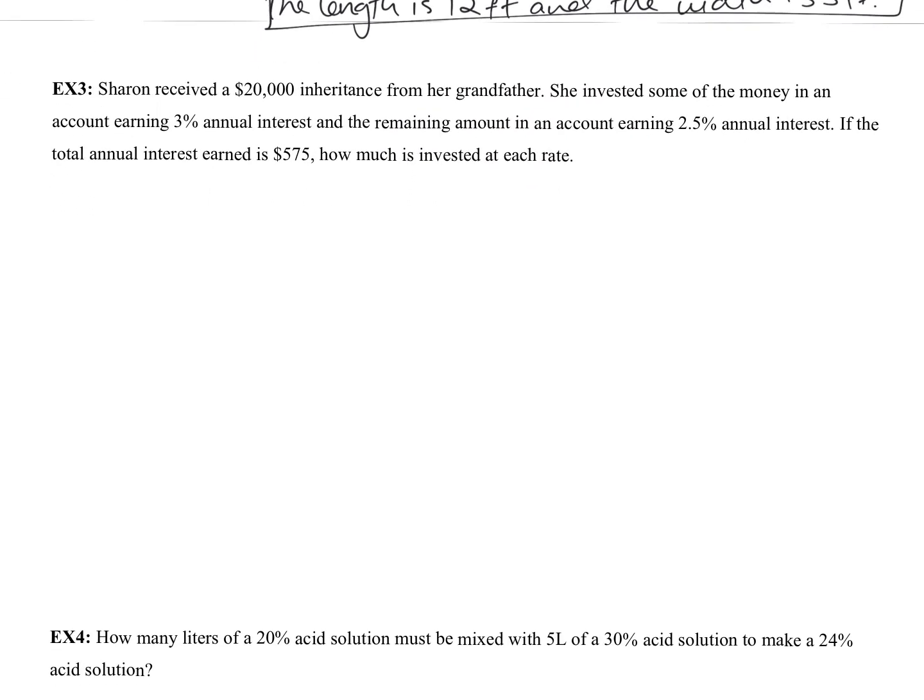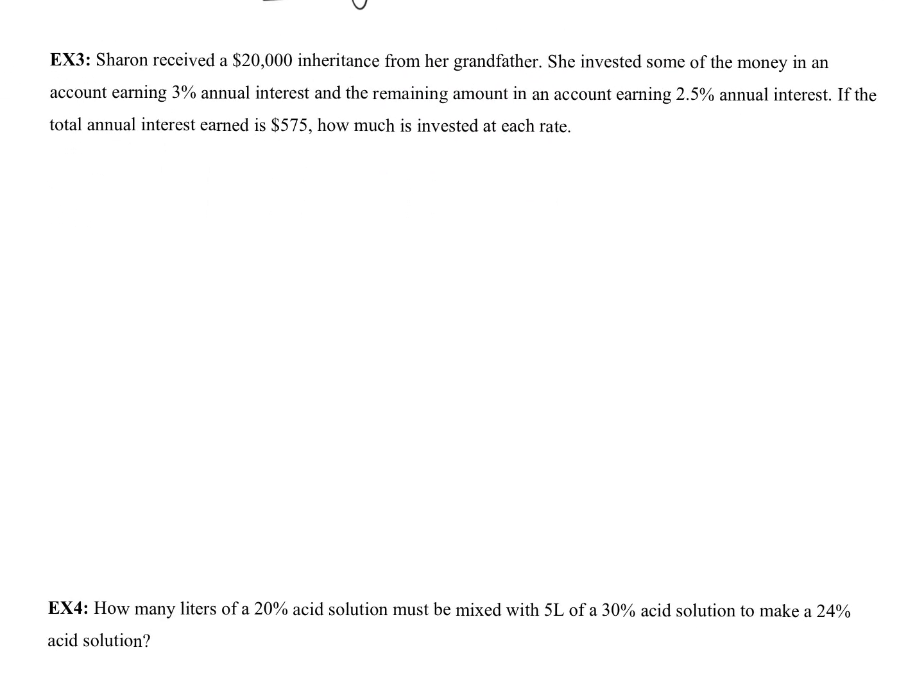Okay, last example for this. Oh, not last example, close to last. Sharon received a $20,000 inheritance from her grandfather. She invested some of the money in an account earning 3% annual interest and the remaining amount in an account earning 2.5% annual interest. If the total annual interest earned is $575, how much is invested at each rate?